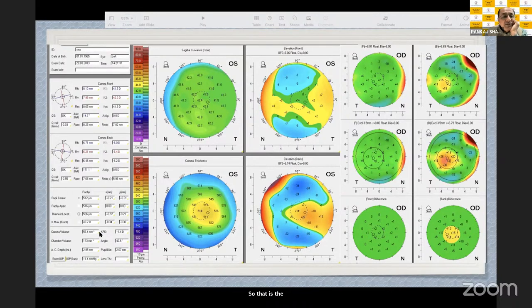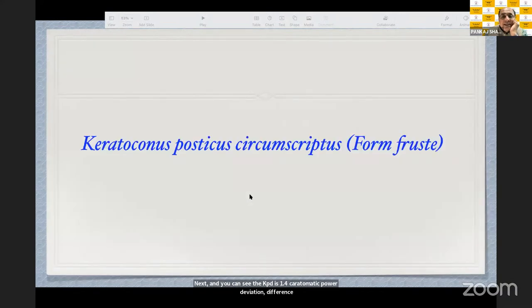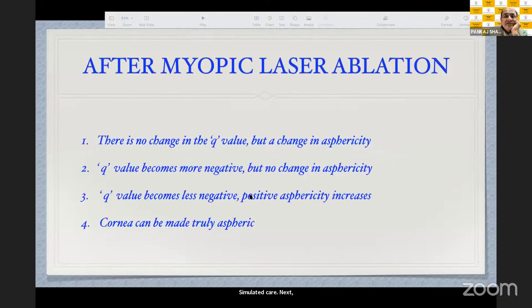Okay, next. And you can see the KPD is 1.4. Keratometric power deviation: the difference between the true net power and the simulated K.